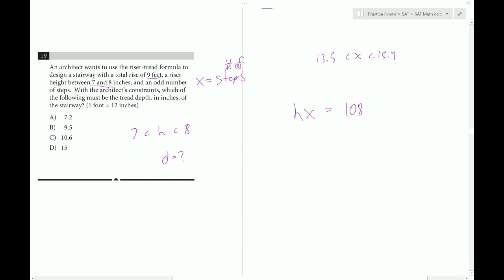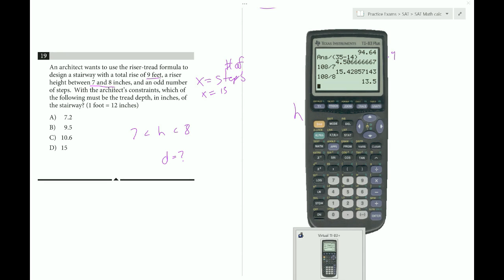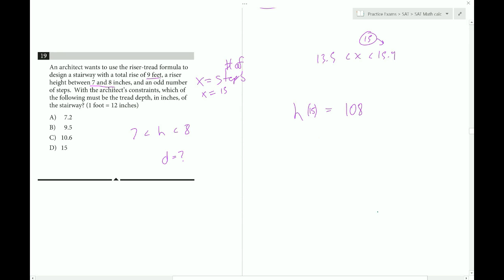Okay, and so since we want an odd number of stairs, we have to take 15 stairs, you see, because that's the only odd number in that range. So now we know that x equals 15, and then we could find out what h would equal when x is equal to exactly 15. So we take 108 and divide that by 15, and that gives us 7.2 for h.